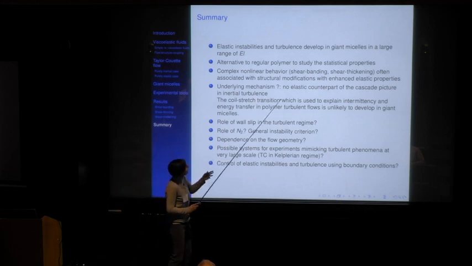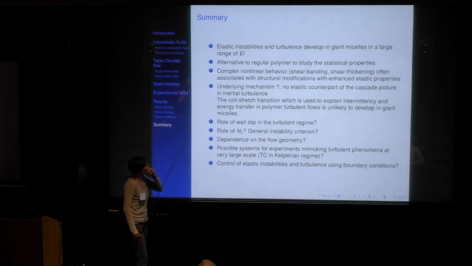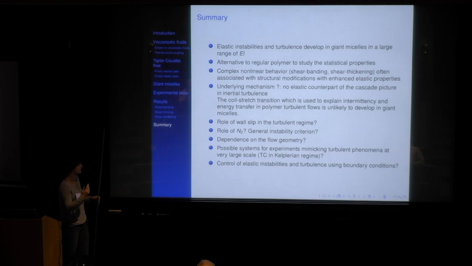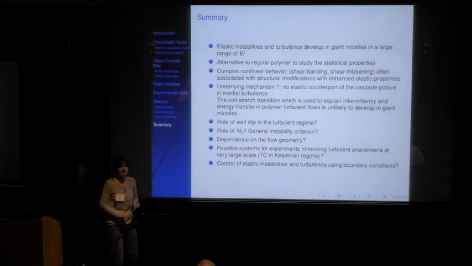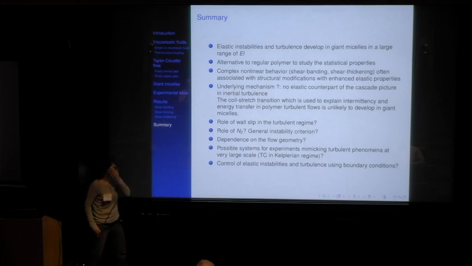For elastic turbulence, there is no elastic counterpart to the cascade picture in inertial turbulence. And so sometimes the coil-stretch transition is used to explain some phenomena in elastic turbulence, such as intermittency and energy transfer. But the problem is that there is no coiled state in giant micelles. So the coil-stretch transition is unlikely to develop in that case.